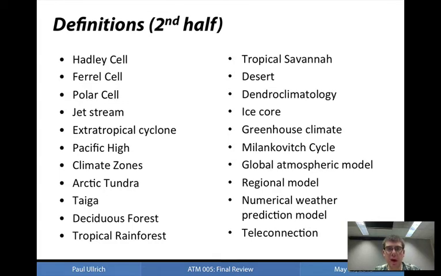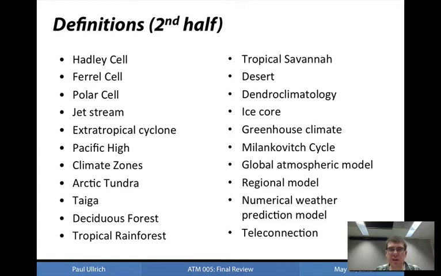Make sure that your transport associated with these cells is consistent. That is, we expect that in all cells you get sinking motion at the subtropics at 30 degrees north and 30 degrees south, and rising motion at the polar front at 60 degrees north and 60 degrees south. The polar cell then extends from 60 degrees north and south towards the poles. It's the last cell. It's again a fairly weak cell compared to the Hadley cell. Where the polar cell and Ferrel cell meet, that's where you're going to see the polar jet stream.